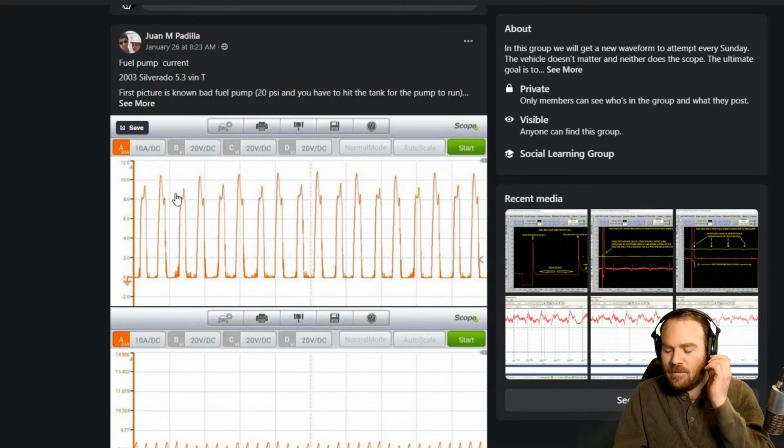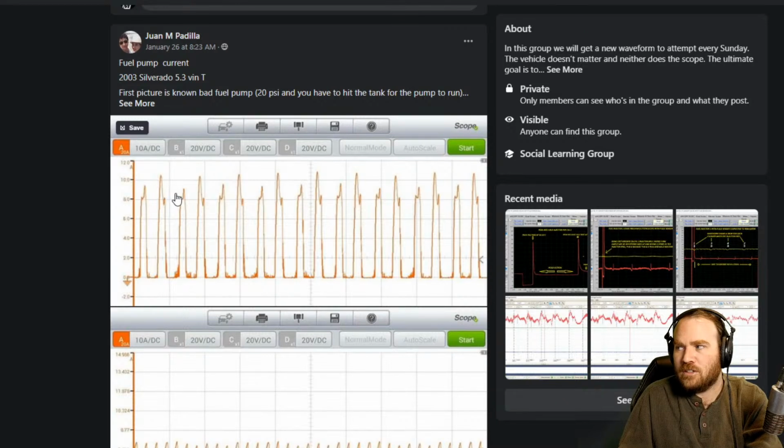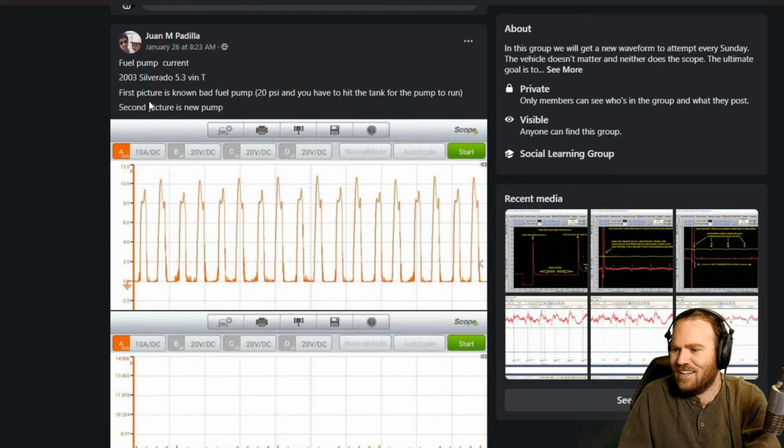Juan posted one. This is from a couple of weeks ago. I'm not sure, was this week 12 or 13 that we did the fuel pump current? Might have been 11. I'm losing track of the weeks here. But 2013 Chevy Silverado 5.3. And why is it that Chevys and GMs are always the ones with the bad fuel pump?